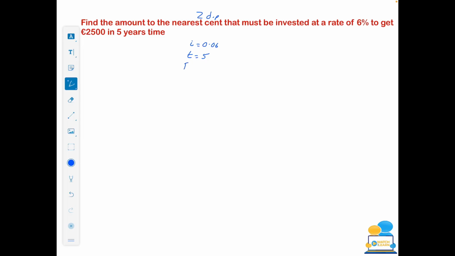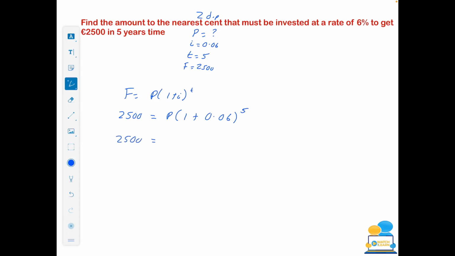What else do we know? The final value we want is equal to 2,500. So what am I missing? I'm missing P. Okay, so I'm missing the original amount that needs to be invested. Okay, I'm going to write down my formula as always. So F is equal to P(1 plus I) to the power T, and I'm going to fill in what I know. So I know 2,500. We don't know what P is. We know I is 0.06, and we know time is 5 years.